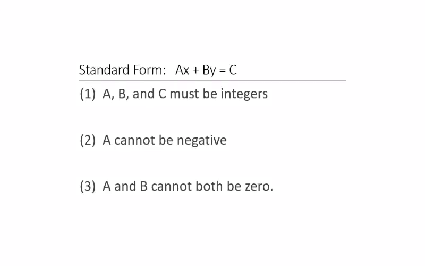All right, the next form we're going to talk about is standard form. So standard form is written as ax plus by equals c, where a, b, and c must be integers, right? So they can't be fractions, can't be decimals. They have to be integers.